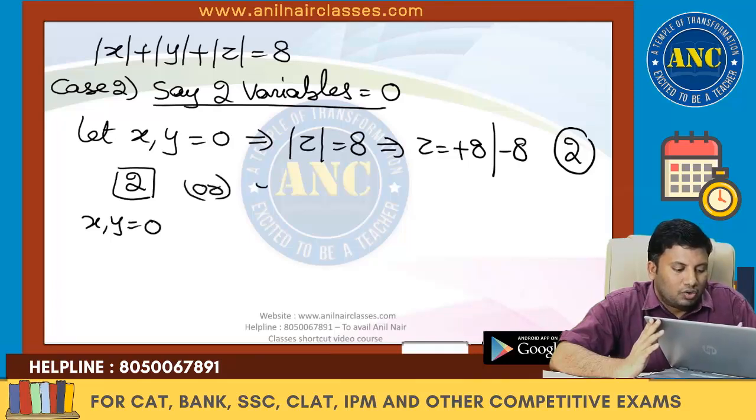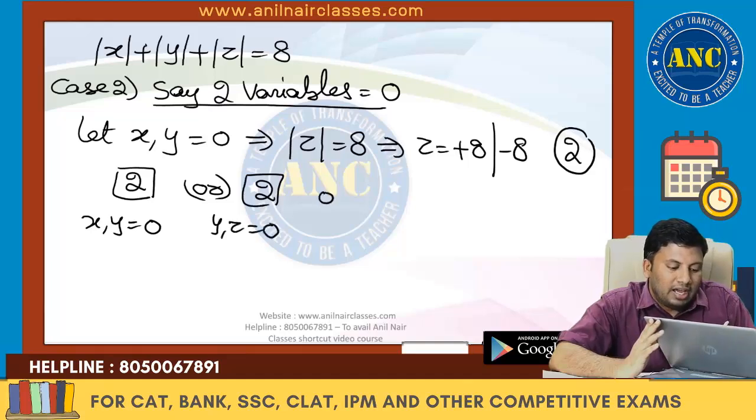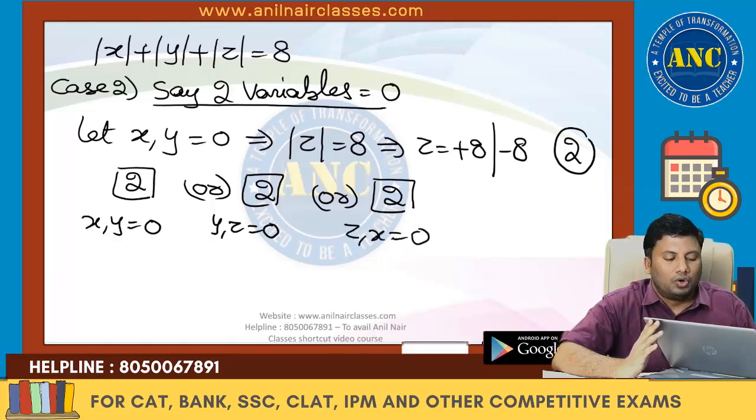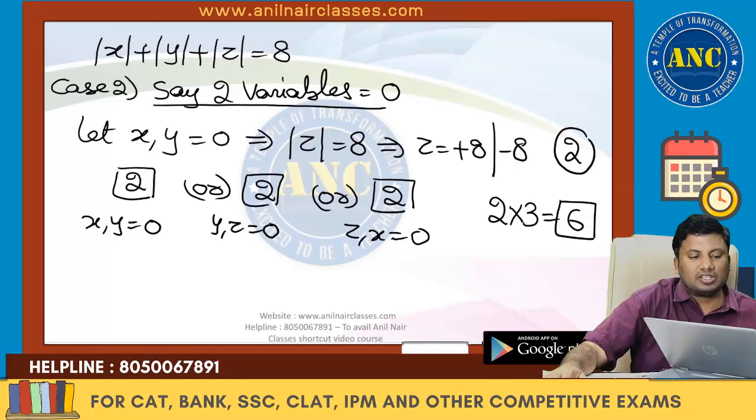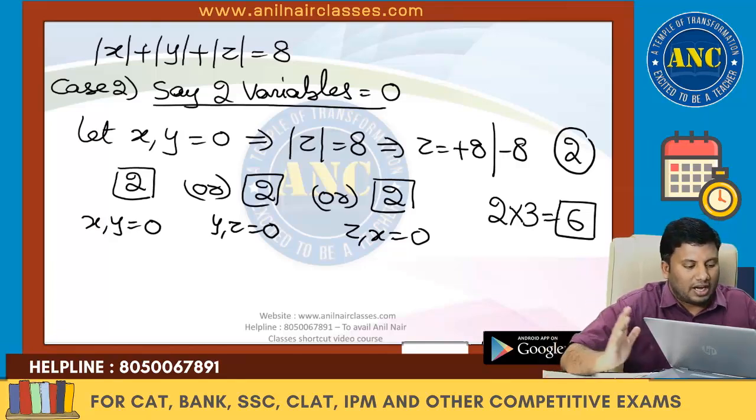Again there are 2 cases when yz is equivalent to 0. Again there are 2 cases when z, x is equivalent to 0. Two variables, so it is nothing but 2 into 3, which is nothing but 6. I hope the idea is clear.